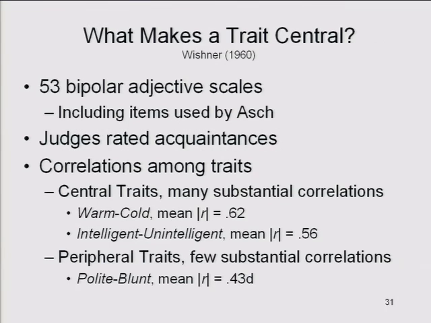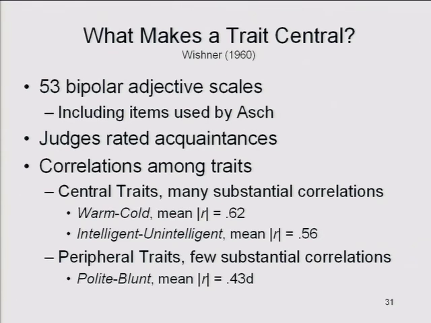The first guy to address this is actually a close friend of Asch's named Julius Wishner, who did a very interesting experiment. Again, you see a lot of experiments like this in the literature, in which he created a list of 50 or so bipolar adjectives like polite, blunt, warm, cold, intelligent, unintelligent, including all the items that Asch had used in his own impression formation experiments, and gave them to a bunch of students, they were college students, and asked them simply to pick an acquaintance, your roommate, your boyfriend, your uncle, somebody you know, and rate that individual on each of these scales. Then what Wishner did was to examine the correlations between each of the 53 trait scales and each of the remaining 52 trait scales.